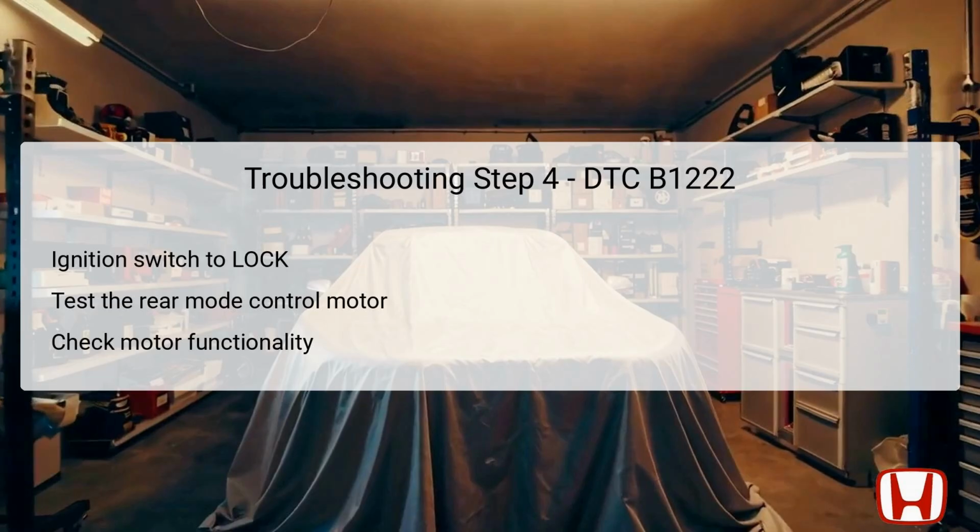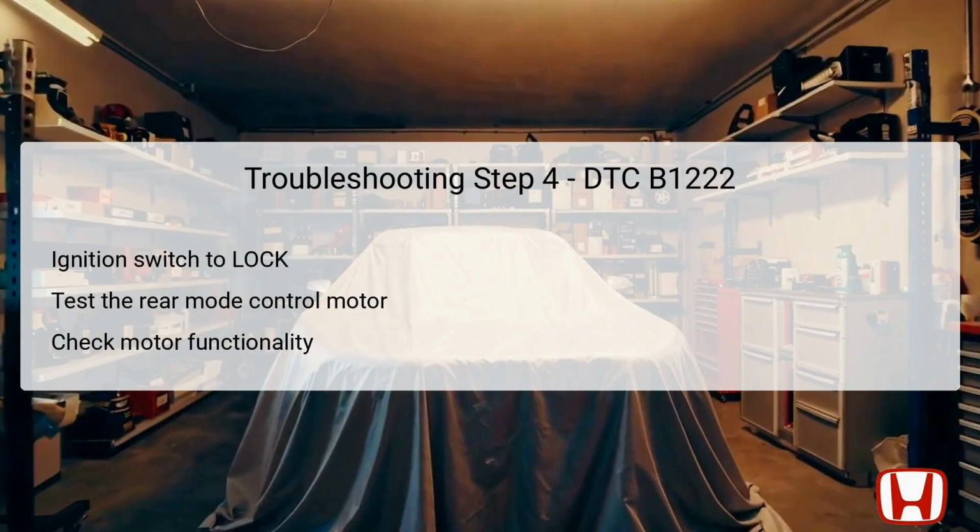In the fourth troubleshooting step, the technician needs to turn the ignition switch to the lock position before proceeding to the next tasks. Following this, a crucial test involves checking the functionality of the rear mode control motor. This test aims to determine whether the motor operates properly or has failed.